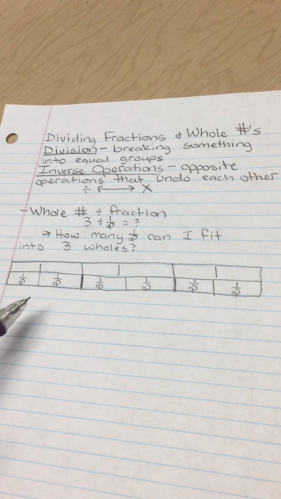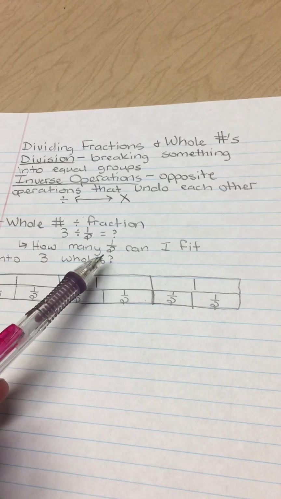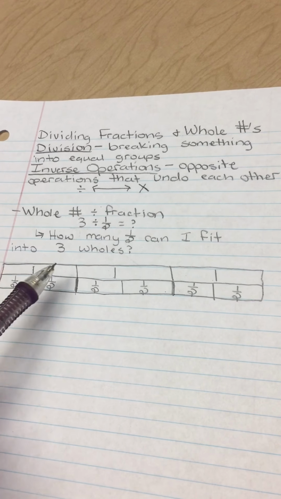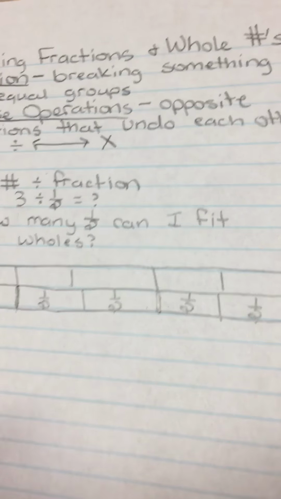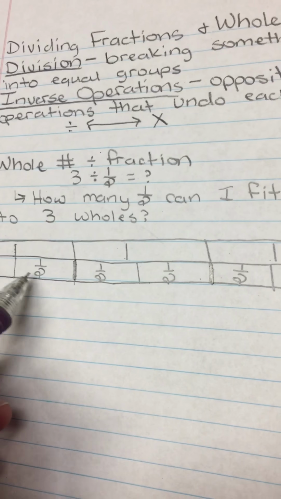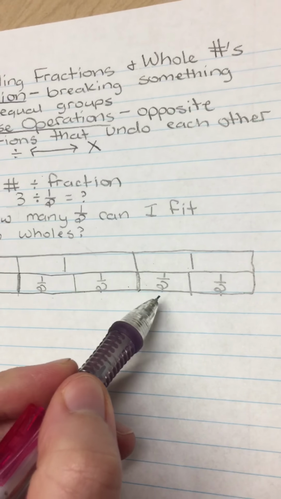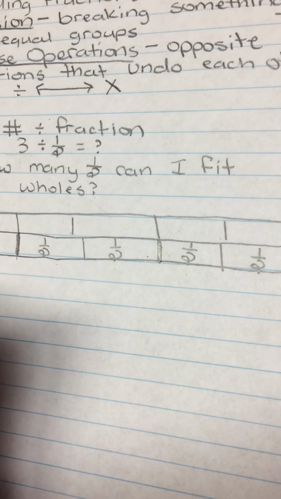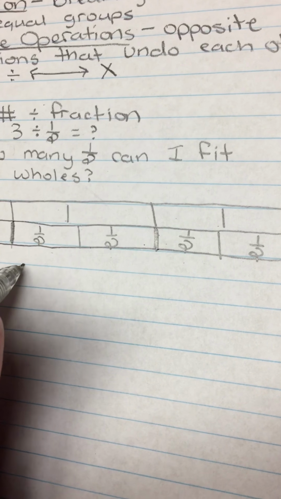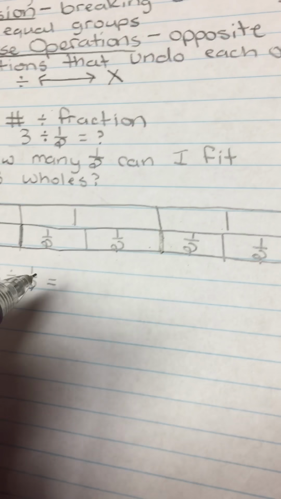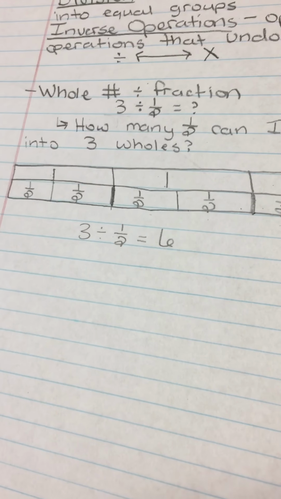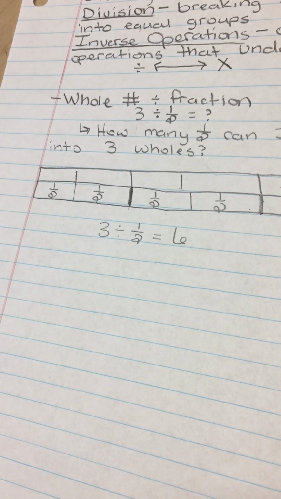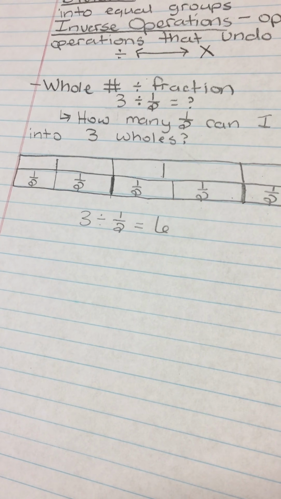So now we can answer this question. How many halves can I fit into 3 wholes? And then all we have to do is count. 1, 2, 3, 4, 5, 6. 6 halves fit into 3. So if I rewrite the division question here, it would look something like that. 3 divided by 1/2 equals 6.